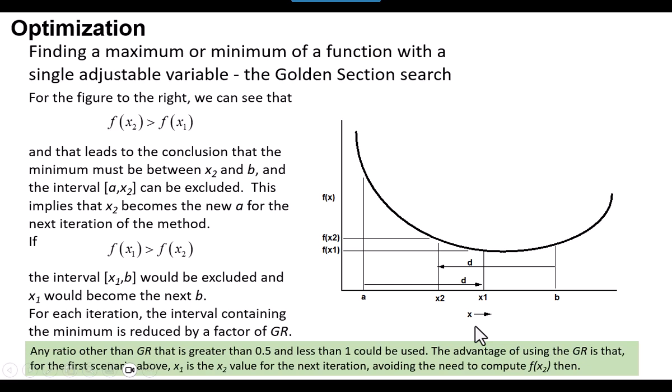And every time we run this, the relative width of the interval that contains the minimum is reduced by that factor of golden ratio, which is about 0.62. So that's how the method is set up and worked. So what we're going to do now, keeping this in mind, is go back to the spreadsheet, and in the same way we set up bisection, we're going to set up the golden section search.